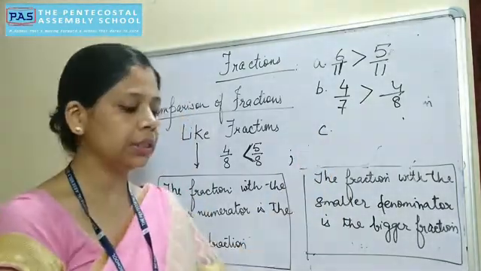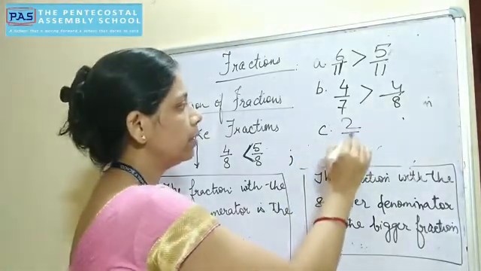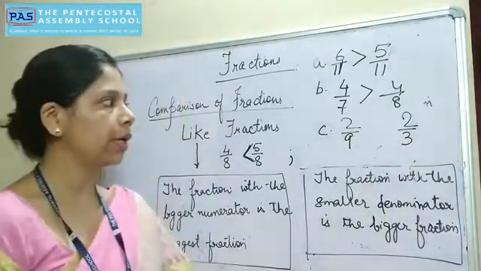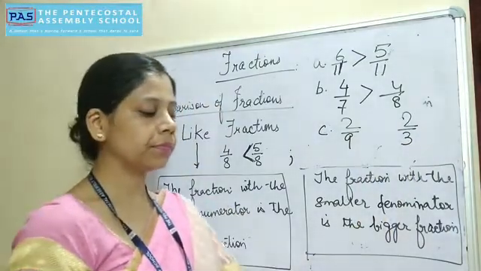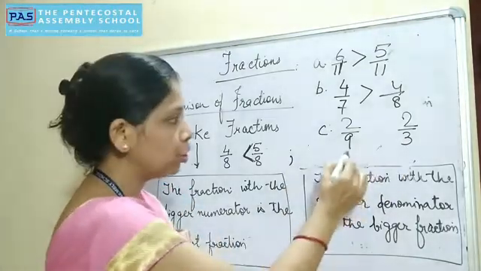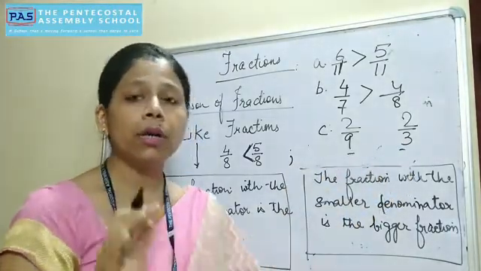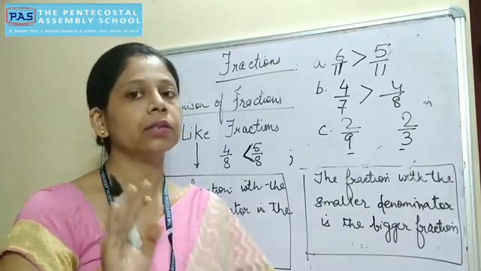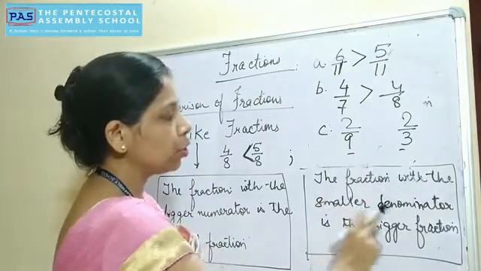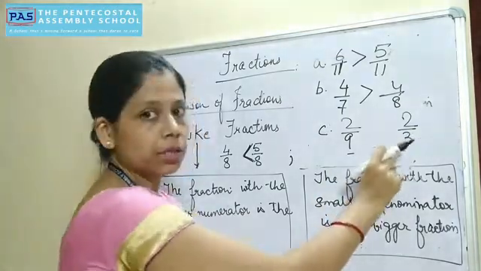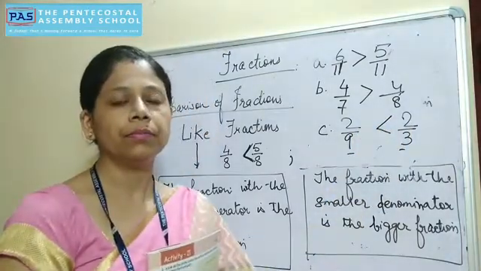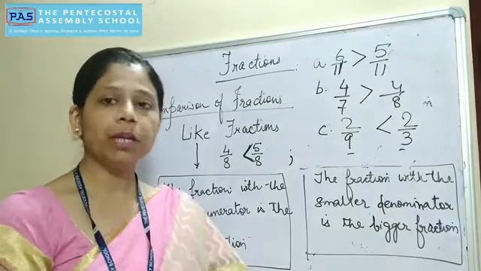Now come to C. 2 by 9 and 2 by 3. Okay. Again, this is the unlike fraction. So which is the smaller denominator over here? See, denominators are different. So read unlike fraction and like fraction. This is what is important for your test, for your exam. So the fraction with the smaller denominator. Smaller is this. 3 is smaller than 9, isn't it? So this fraction is greater. Clear? I hope you are getting my point, students.